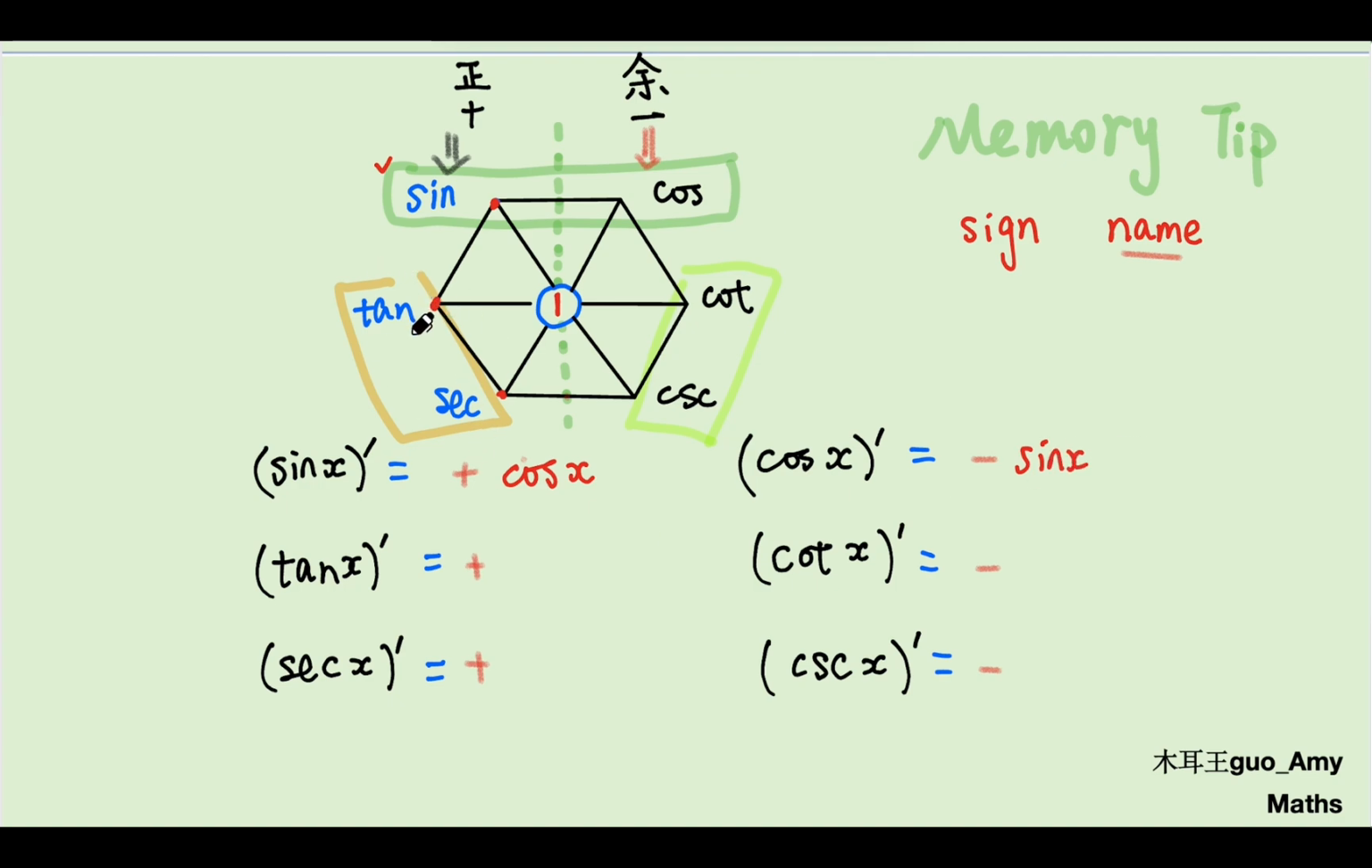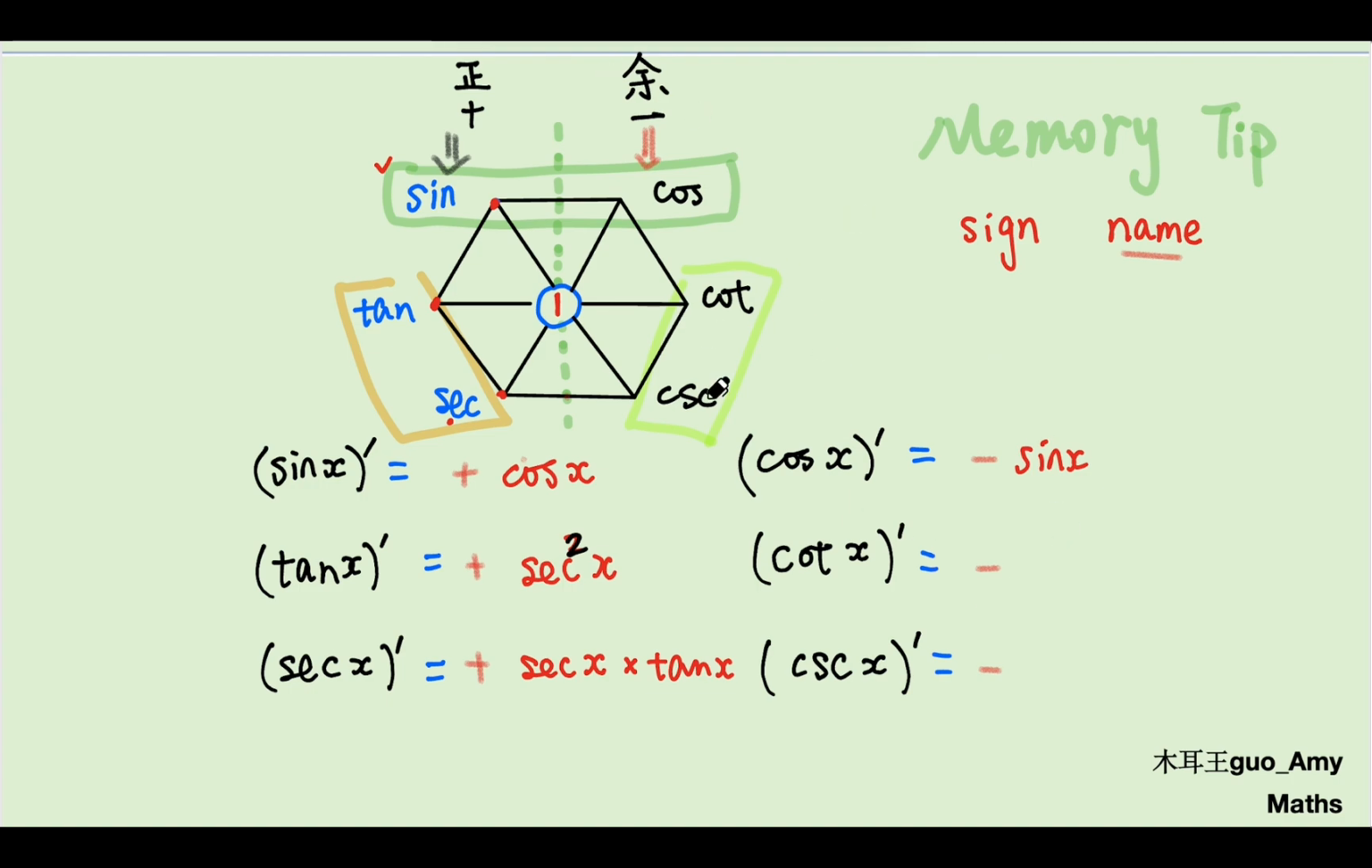Then for the second group, tangent x and sec x, their derivative will be related to each other. For tangent x, the derivative is positive sec squared x. We use the bottom function sec, and here we have squared it. Then for sec x, the derivative will be sec x itself times tangent x in the same group.